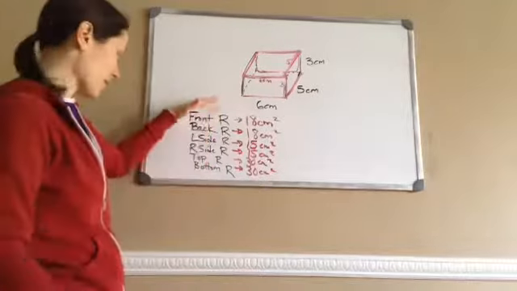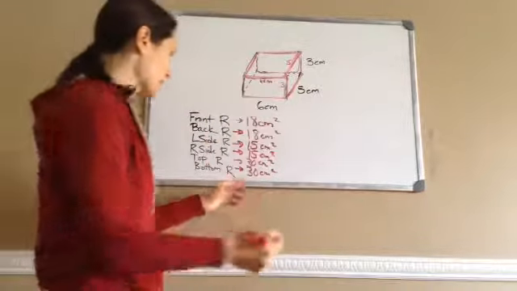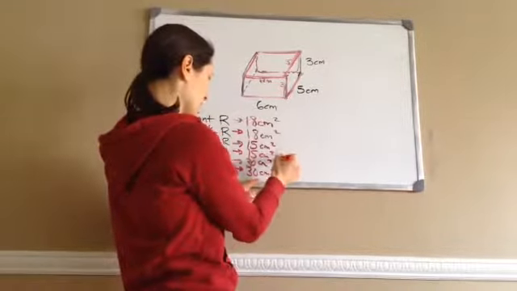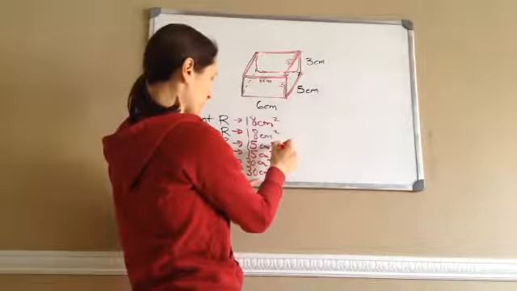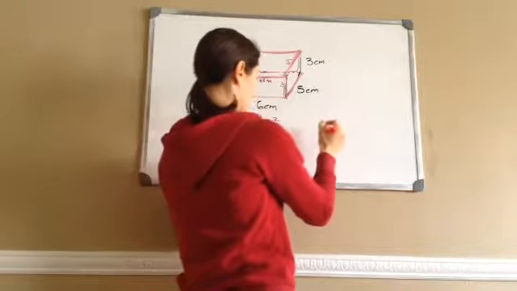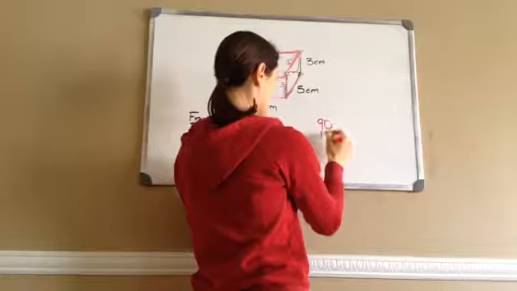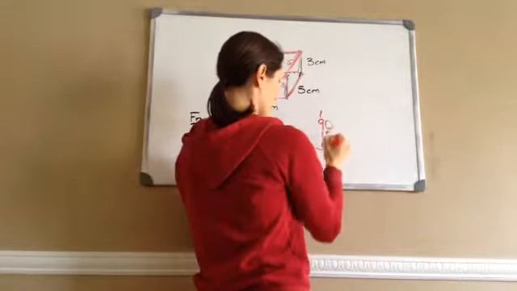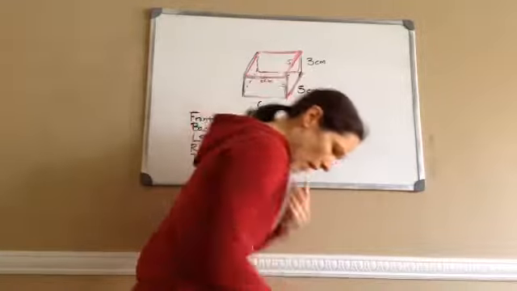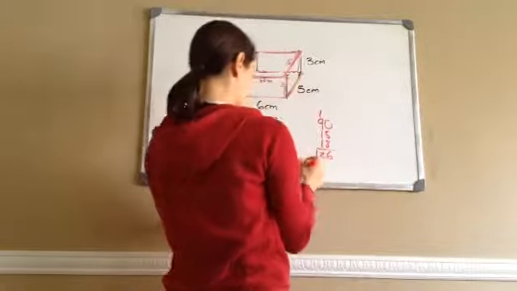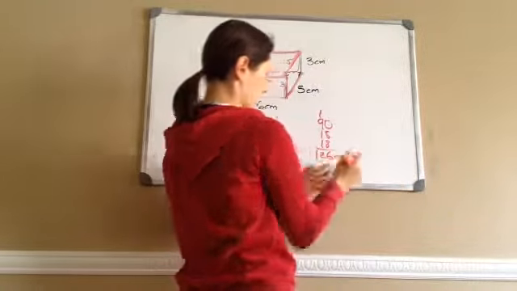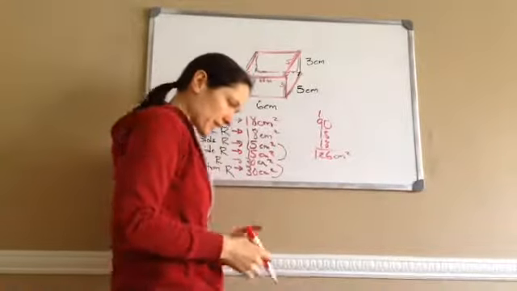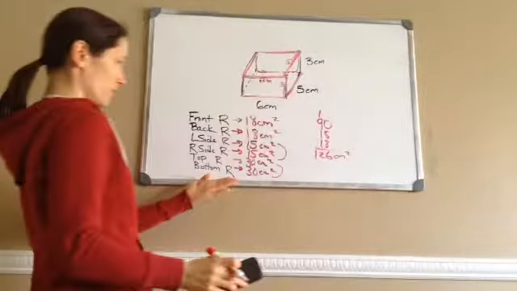Now that I've got all of those, I add it up. 60 plus 30 makes 90. And then 90 and 36 make 126. So, final answer, 126, and then because it's area, centimeters squared. Got it? That's how we would do that. Feel like you understand it?